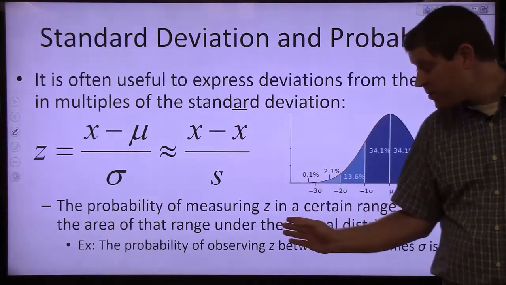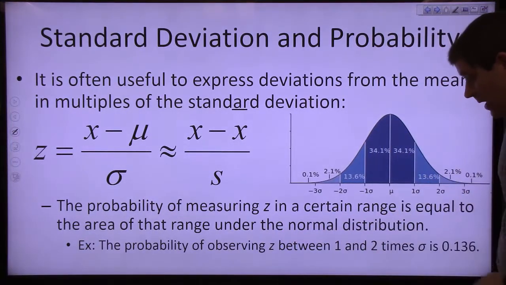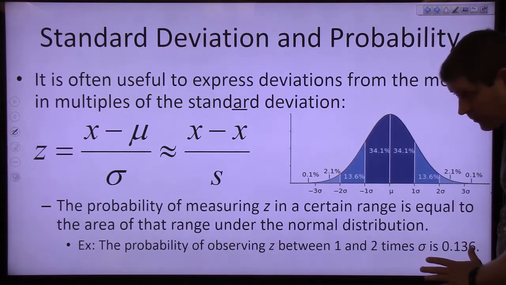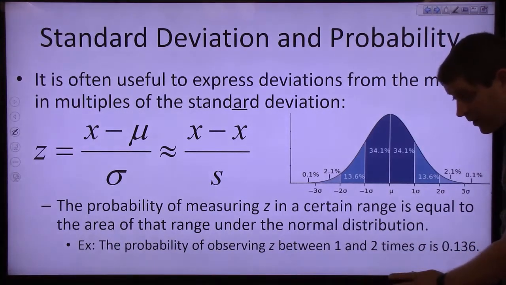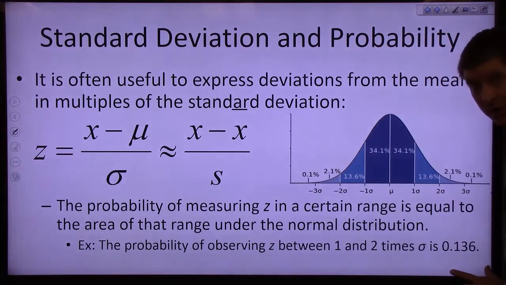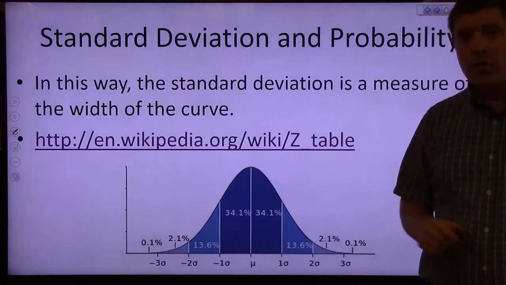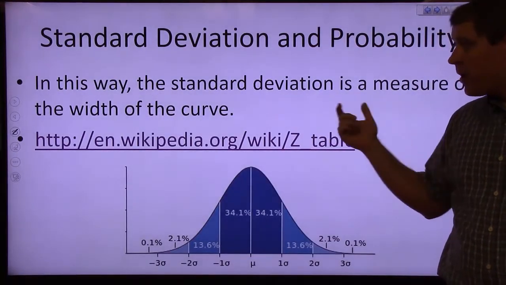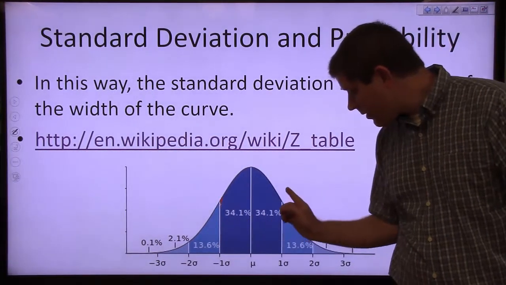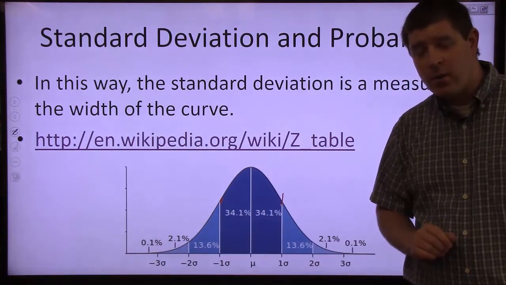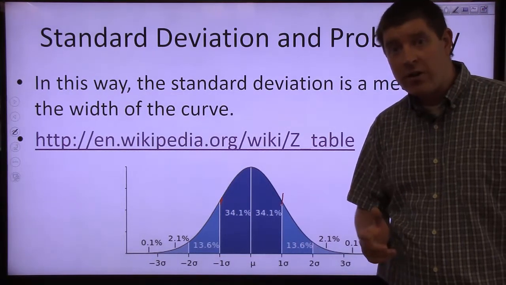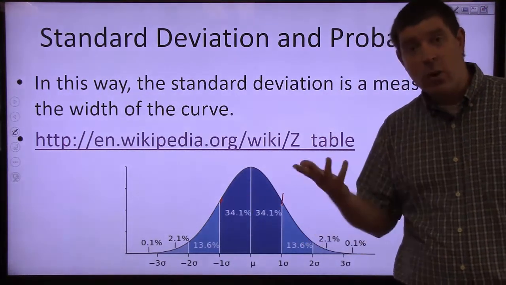Now, the probability of measuring z in a certain range is equal to the area of that range under the normal distribution. For example, the probability of observing z between 1 and 2 times sigma is 0.136, or 13.6%. So in this way, the standard deviation is a measure of the width of our curve. Really, the distance from one of these points to the mean is our standard deviation. The distance from one point to the other is twice the standard deviation.